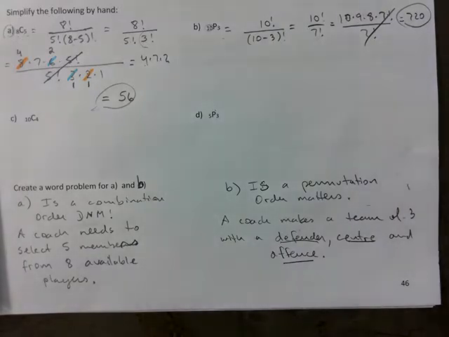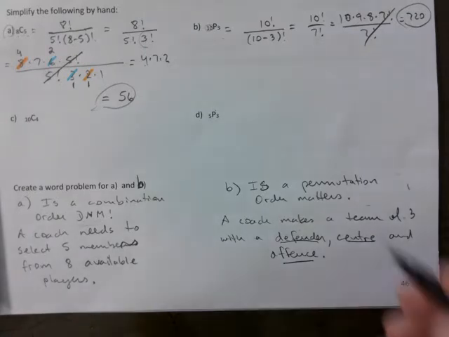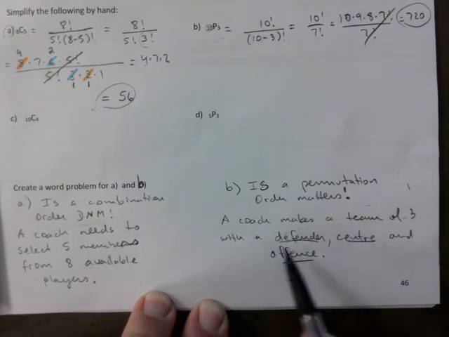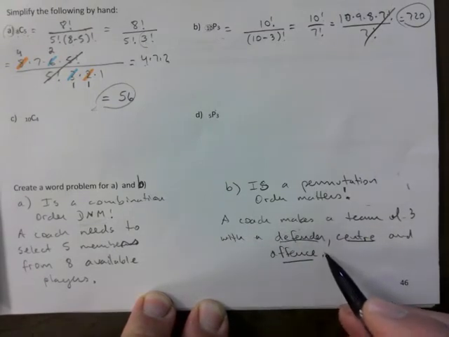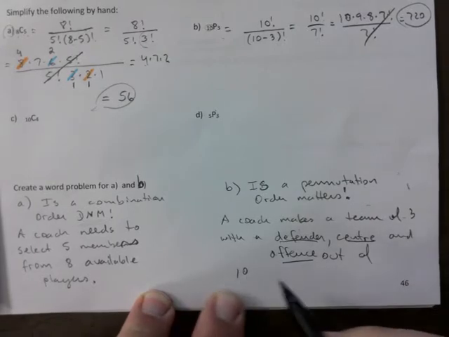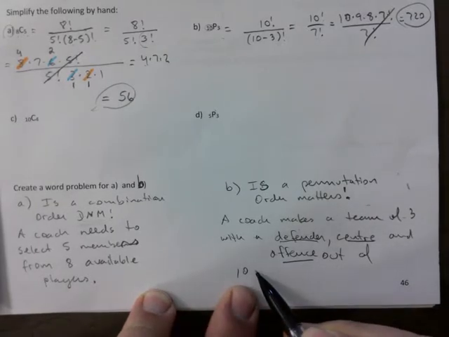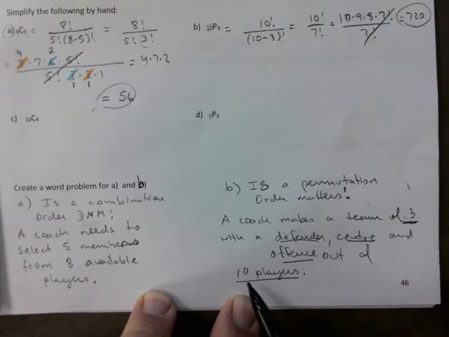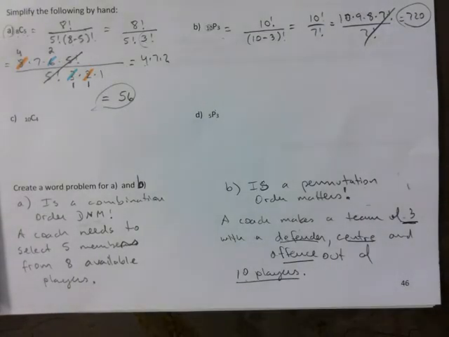You could have also just said, you know, there are 10 people running for president, vice president, and treasurer, right? And how many ways can this be arranged? Just mention specific positions. That's kind of like your way into permutation, right? Because order matters. Oh, hold on. A coach makes a team of 3 with a defender, center, out of 10 players. Okay, that's important. You need to mention the 3 and you need to have the 10 show up there.